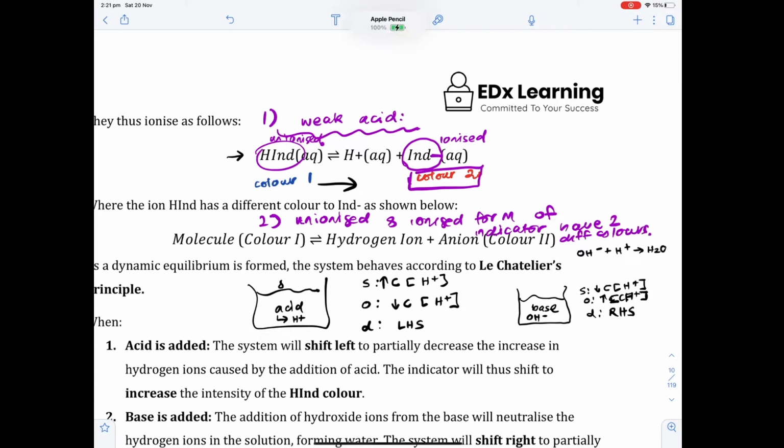Make sense to everyone? Good. All right. That's all you need to know about indicators. So now you know how indicators work. You now know how we use them to study acids and bases. They will change color to help you identify acids and bases. Does that make sense to everyone? Sorry, 'have' is the word. Have two different colors. Good. Happy to move on?